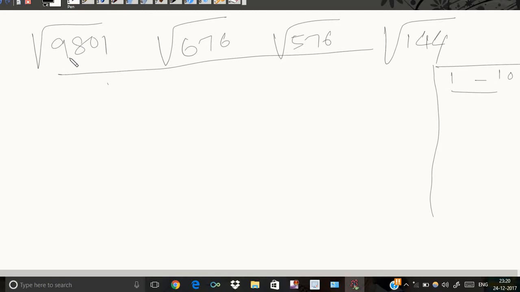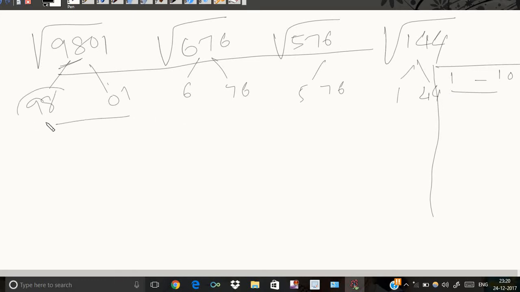Let's see that, guys. So here we have 9801. Just divide all the numbers into two-digit parts: 98 and 01. Similarly 676 becomes 6 and 76, 576 becomes 5 and 76, and 1444 becomes 14 and 44. In this manner I can do it.